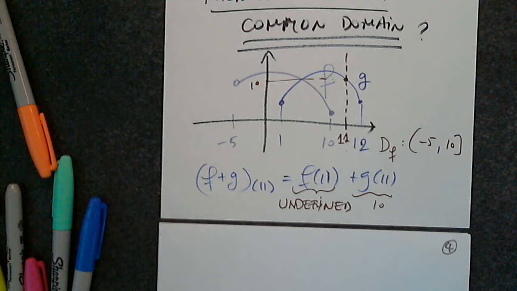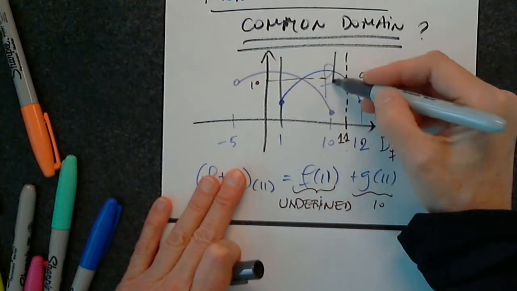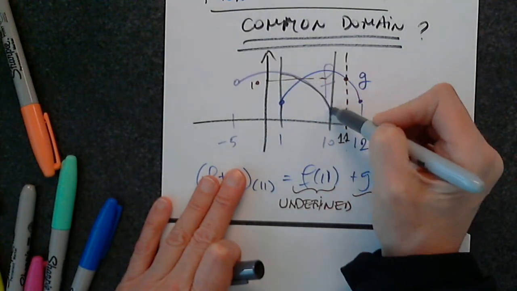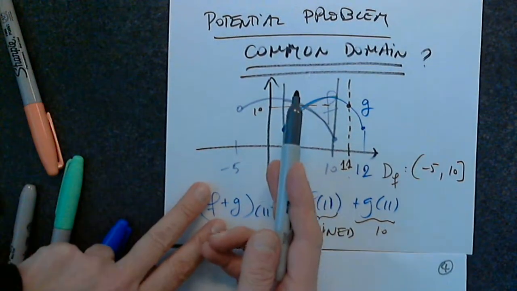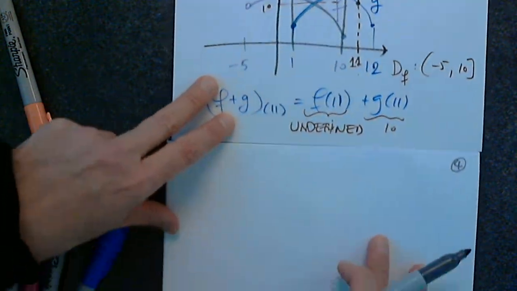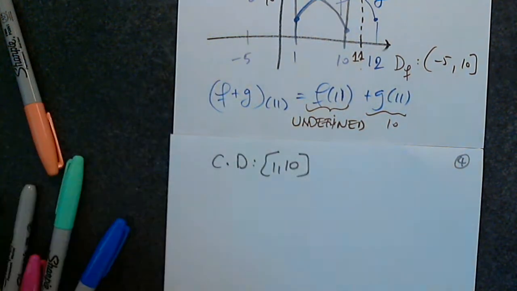Why would it be 1 to 10? That's where the common domain is, exactly where they both exist at the same time. Between 1 and 10, both functions exist. I will have no difficulties in creating the sum, difference, product, and ratio. That is called the common domain. So the common domain is 1 to 10.